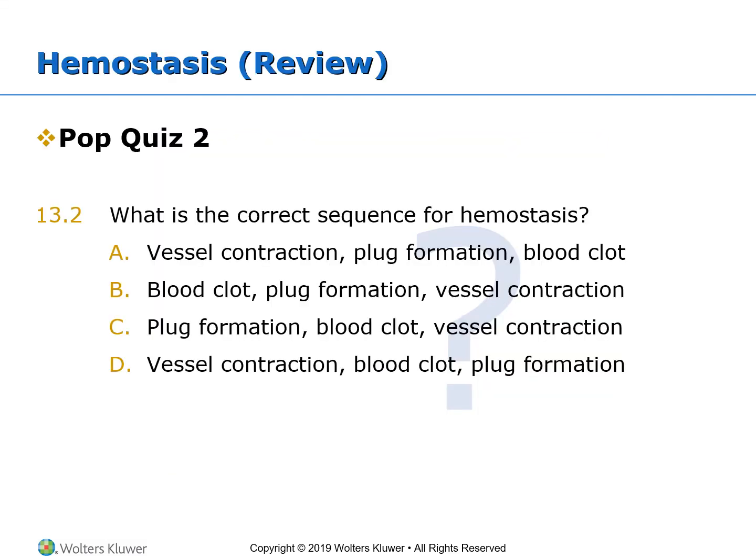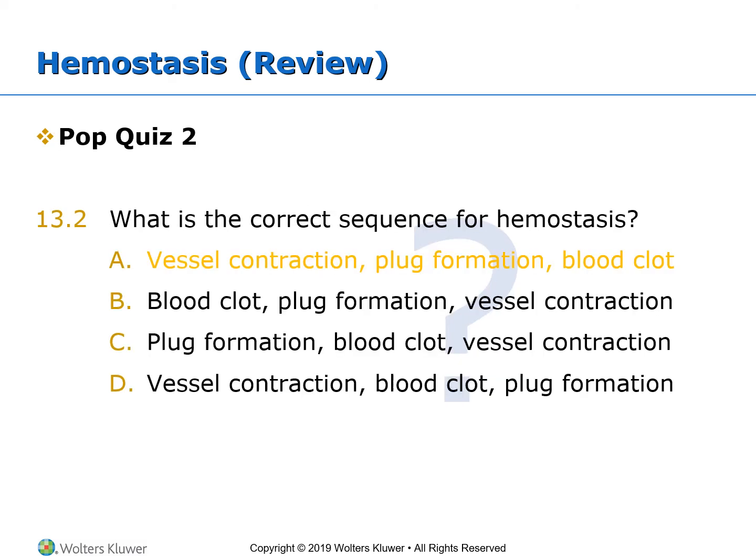Question number 2. What will be the correct sequence for hemostasis? Vessel contraction, plug formation, blood clot. Blood clot, plug formation, vessel contraction. Plug formation, blood clot, vessel contraction. Vessel contraction, blood clot, plug formation. The correct sequence for hemostasis is vessel contraction, plug formation, and developing of a blood clot.